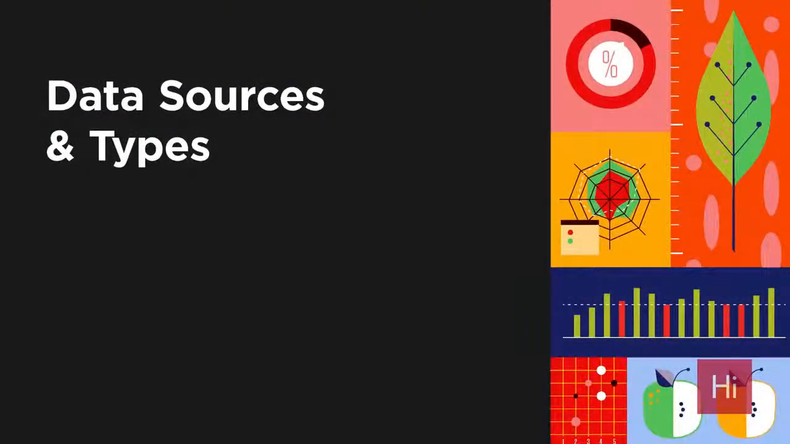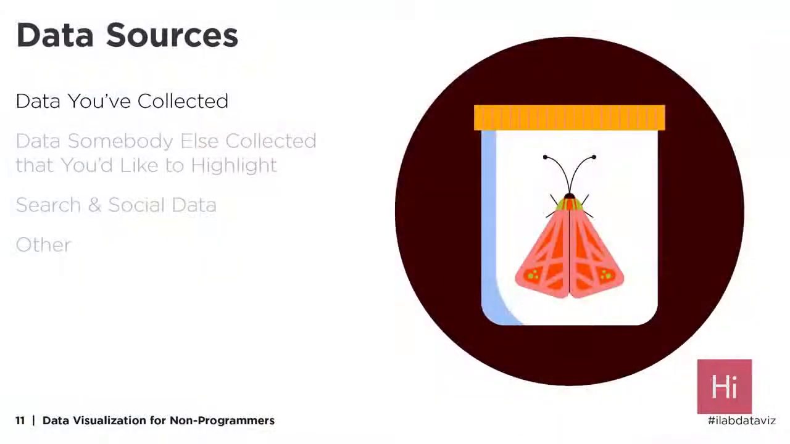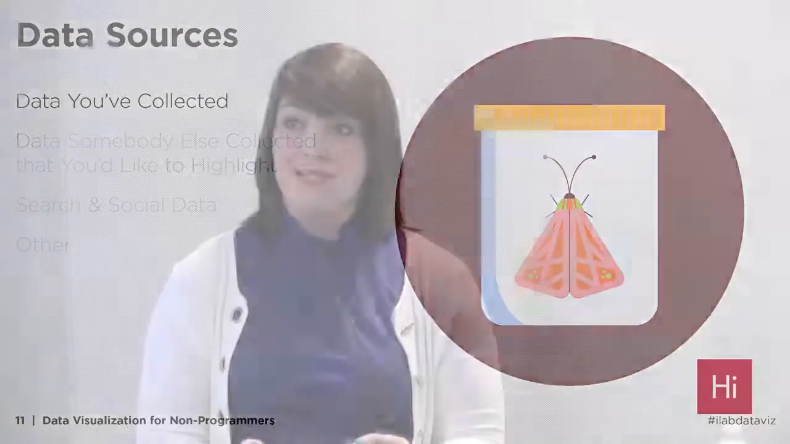So the first step, of course, in a data visualization is, unsurprisingly, data. So I want to talk a little bit about where we can find data, and what the different types and sources are. The first one is data you've collected. This is probably something that a lot of you, if you're entrepreneurs in this room, have a lot of. It might be sales data that you're collecting. It might be data about a certain market that you're trying to enter. It might be data about potential competitors that you're trying to talk to your investors about.